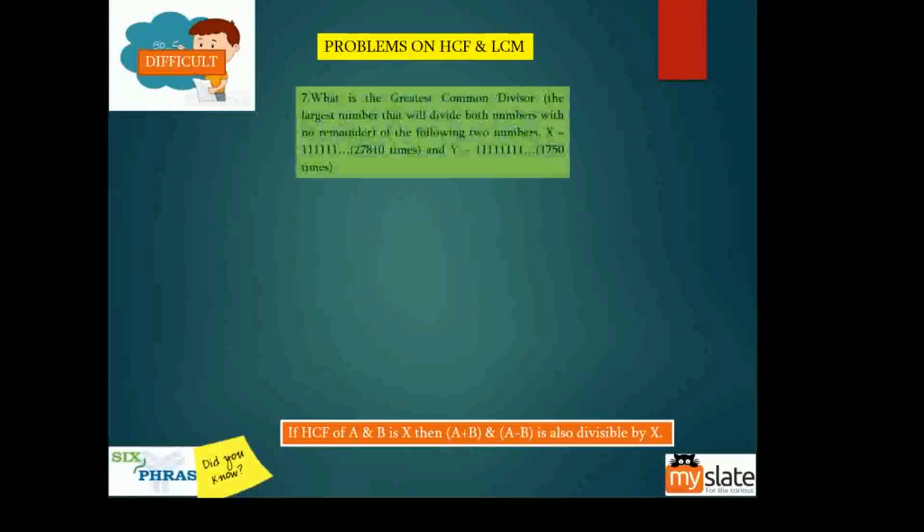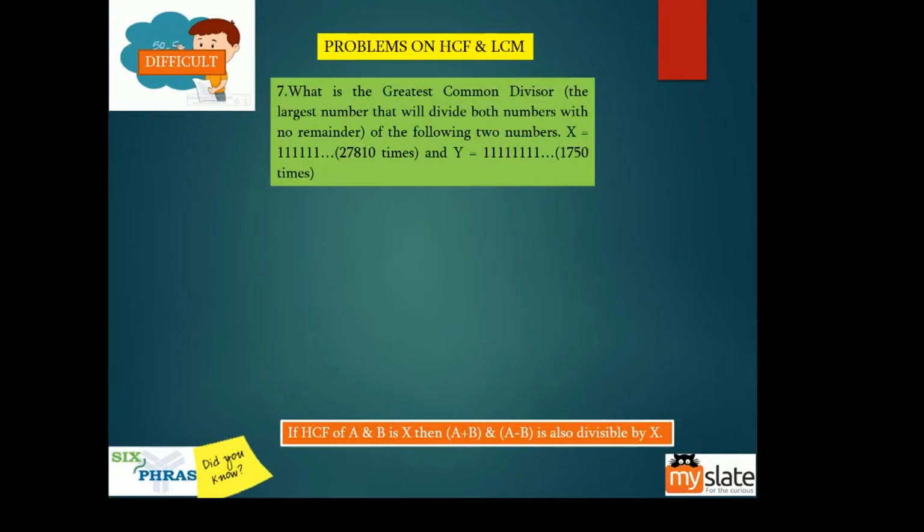This is a difficult problem. Read the question carefully. What is the greatest common divisor, or in other words, they are asking for the HCF. They have also given the definition of HCF inside the brackets: the largest number that will divide both the numbers with remainder 0.